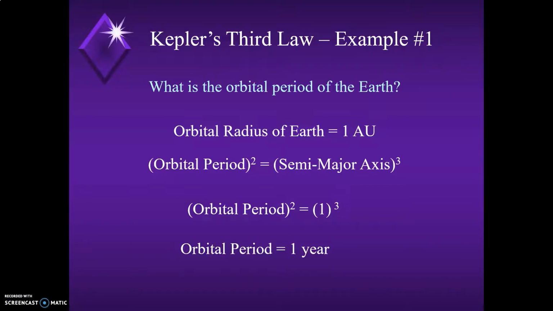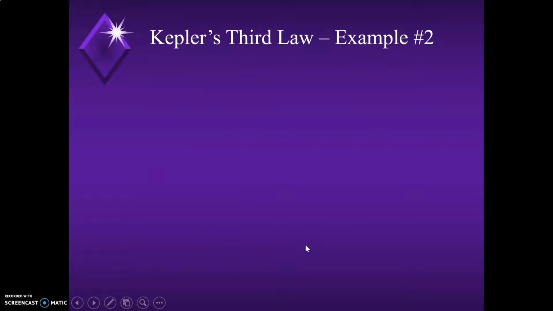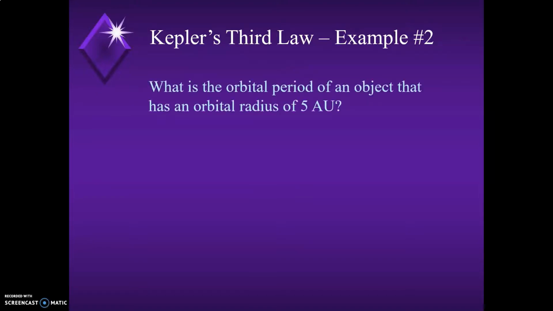All right, let's go ahead and try example number 2. Remember, guys, when we're doing this, you can pause it and try it yourself if you want, but I'm going to go ahead and continue and just show you step by step how to do this. Since we're doing Kepler's third law again, it's going to be the same formula. Orbital period squared equals length of the semi-major axis cubed. So let's look at our question. What is the orbital period of an object that has an orbital radius of 5 AUs?